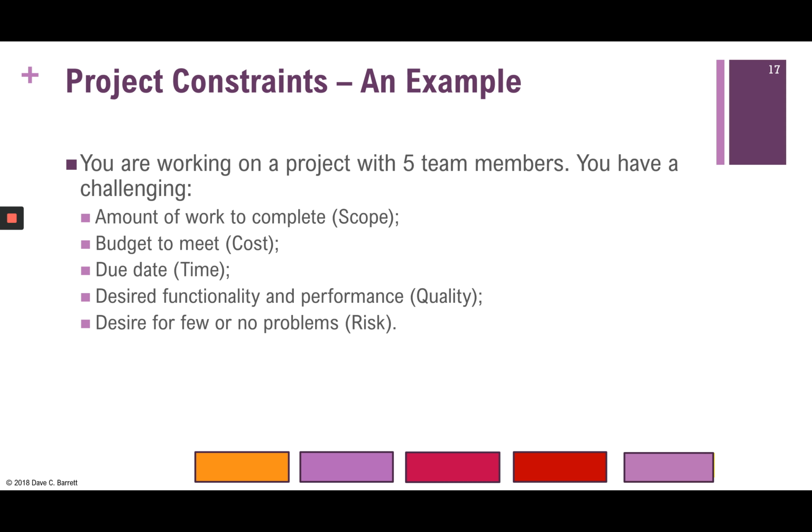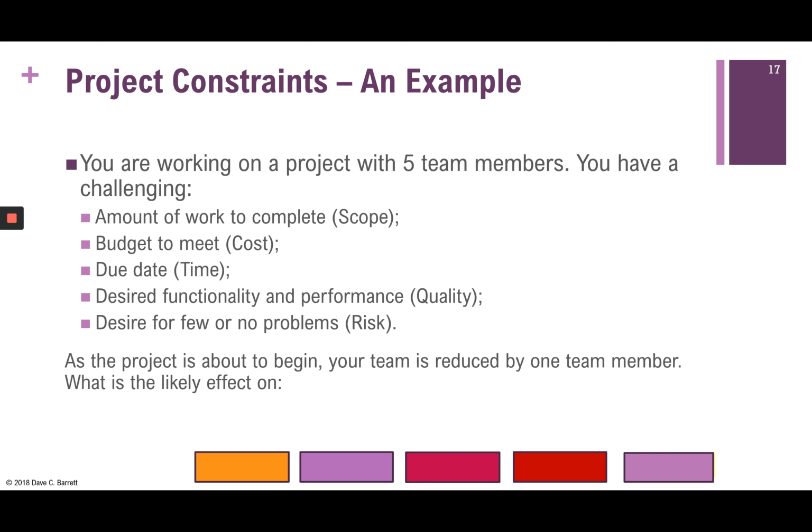And you have a challenging risk profile, a desire for few or no problems. And you have your 5 resources. So here we see our 6 constraints. They're in balance right now because you look at this and you say, well, this is challenging, but I think we can do it. So right now our project in terms of constraints is in balance. It's challenging but doable.